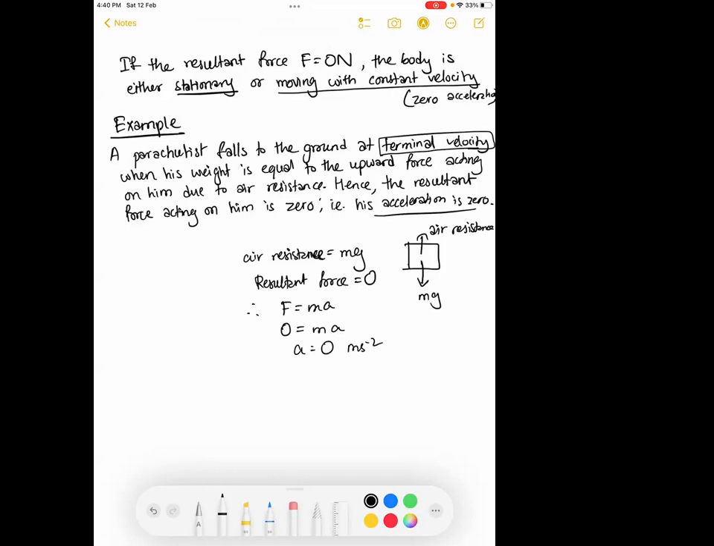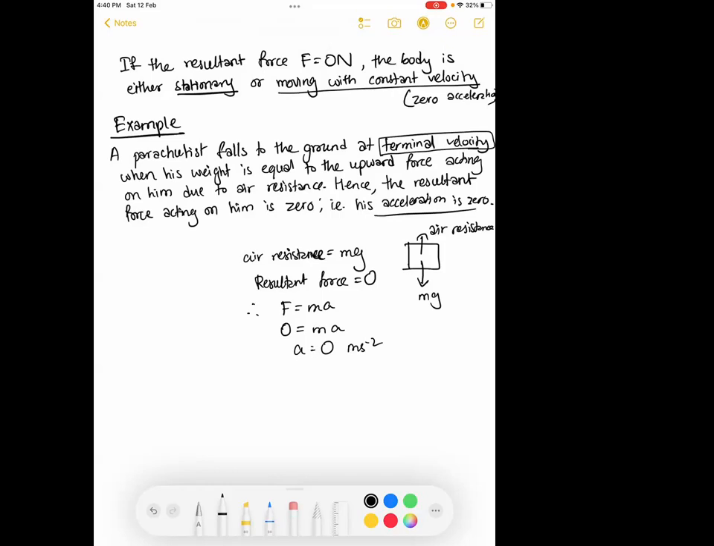If the resultant force was not 0 Newton, then if the body is stationary, it will start moving. And if a body is already moving, then it will change its velocity, of course.